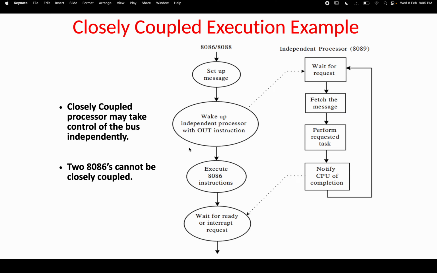The closely coupled processor may take control of the bus independently, and we cannot connect two 8086 in closely coupled configuration. Only one 8086 is allowed in closely coupled configuration.